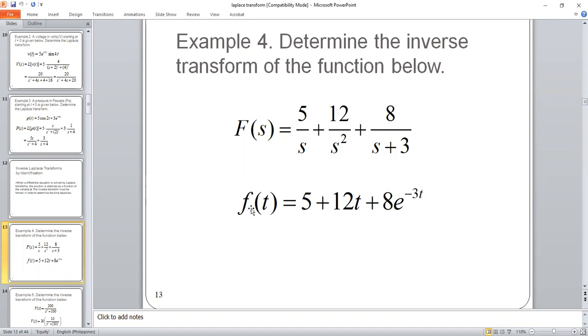How do you check whether your f of t here is correct? Take the Laplace transform of this. It should give you the given function of s. Okay, so that's what you do.